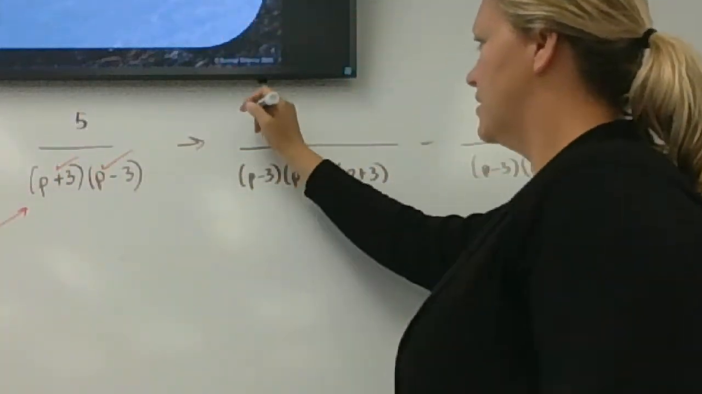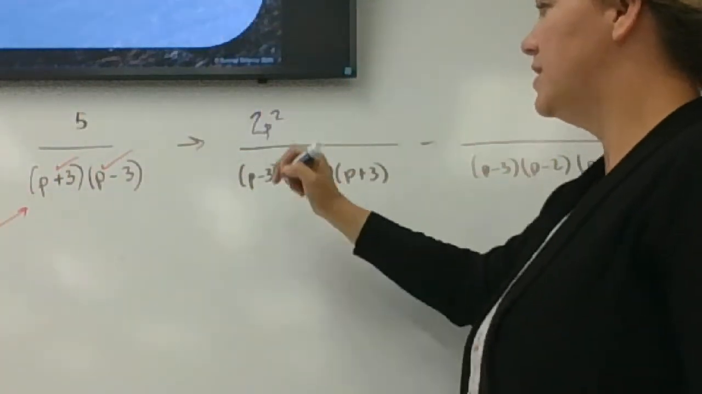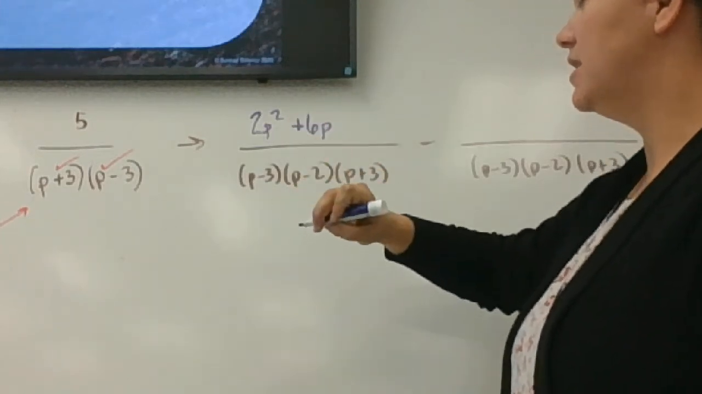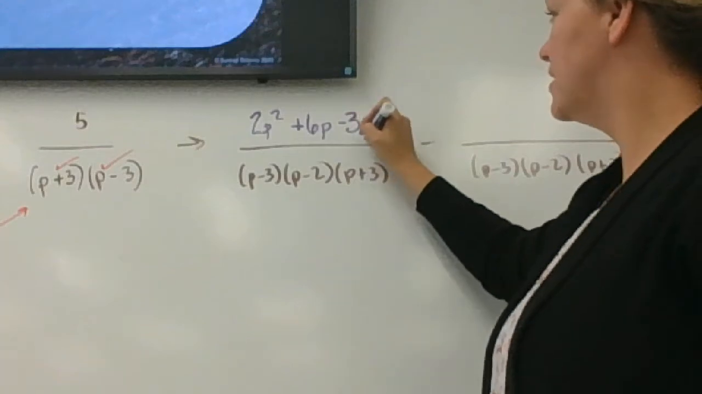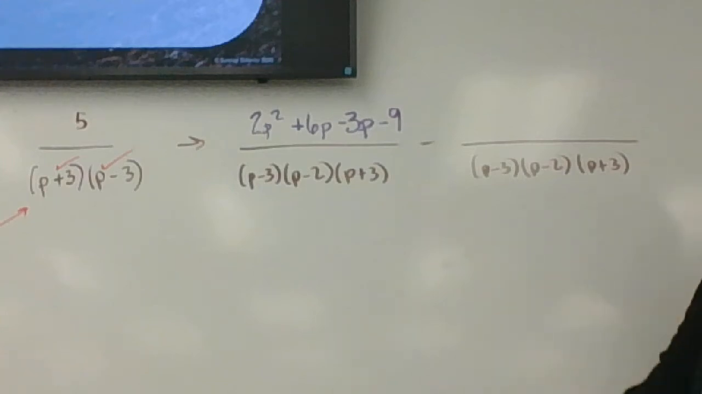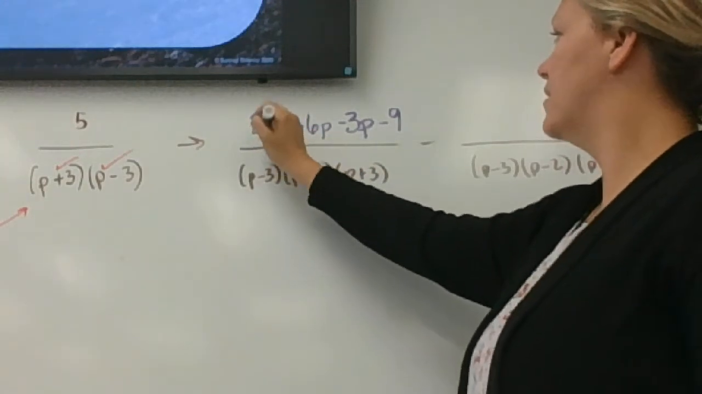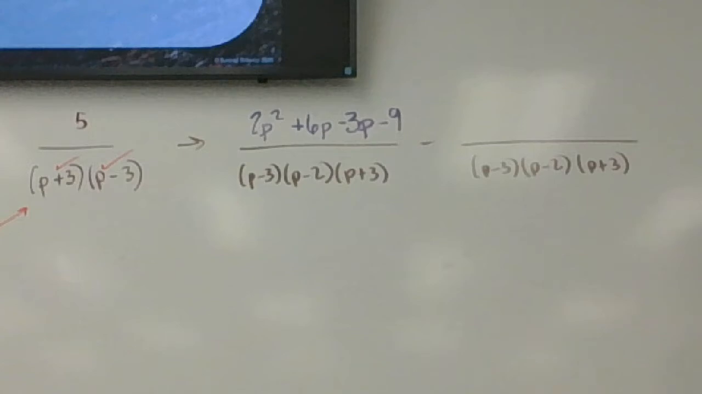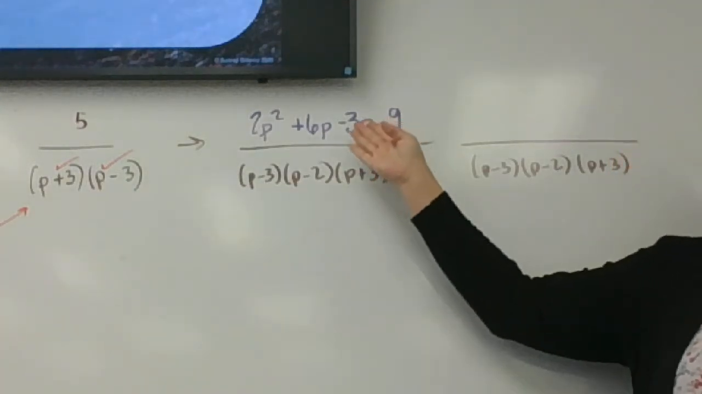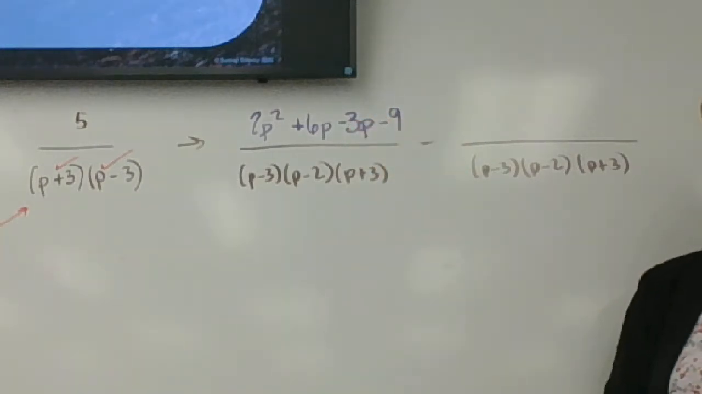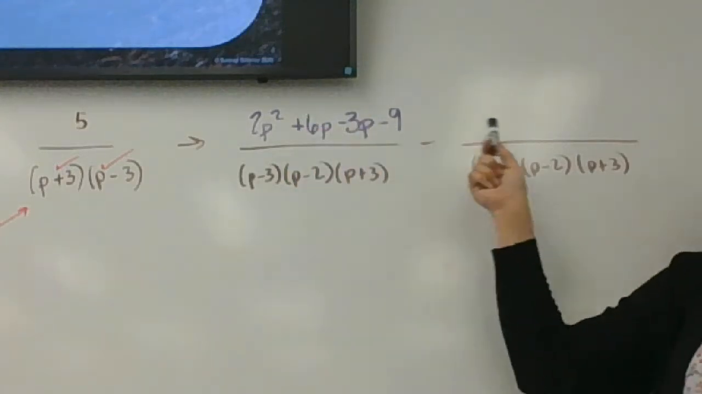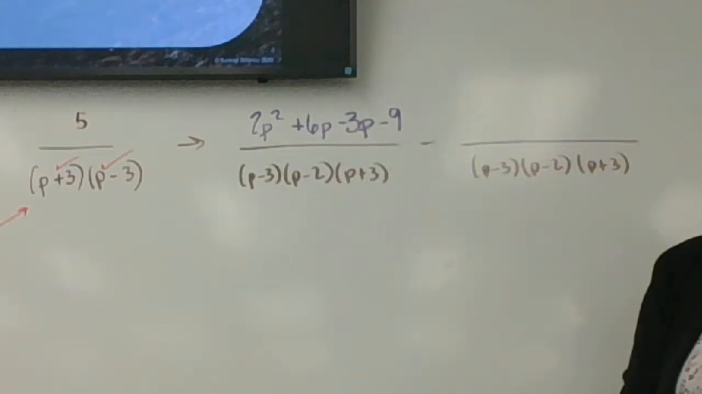2p times p. 2p squared. 2p times 3. 6p. Negative 3 times p. And negative 3 times 3. 9. One of the things that really confuses students is that we are leaving this in factored form and we're putting this in standard form. That's the process. This you can keep separated, but this you need to multiply out so that you can combine terms along the top.